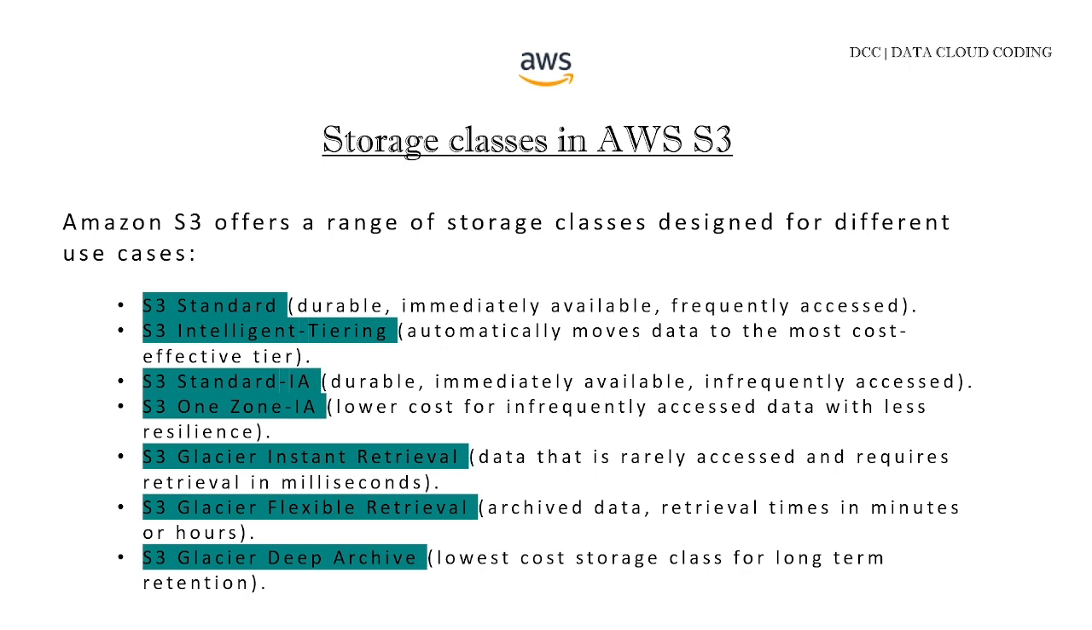So talking about S3 Glacier Instant Retrieval, in this storage class, we store the data that is rarely accessed and requires retrieval in milliseconds. Talking about Flexible Retrieval, in this storage class, we store the archive data and the data whose retrieval times can vary between minutes to hours. Talking about S3 Glacier Deep Archive, this storage class comes with the lowest storage cost for long-term retention. So we saw that we have a variety of storage class options to choose from.